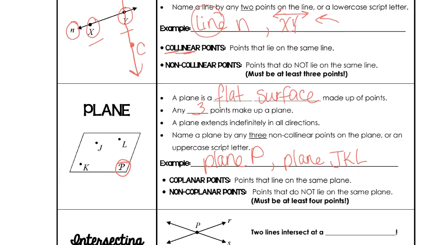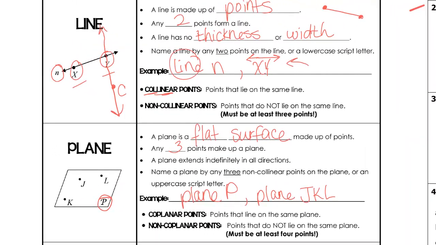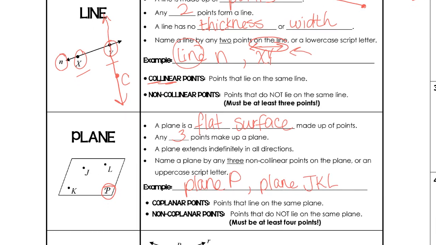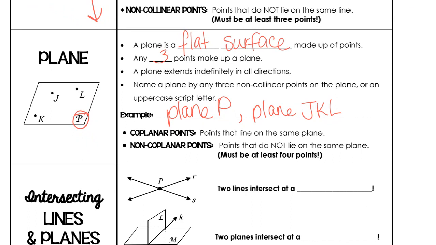So if we go back to the line, remember how we used this line on top of the letters? For the planes, you can't really do that. So you're just going to have to put plane JKL or whatever letters it's giving you.